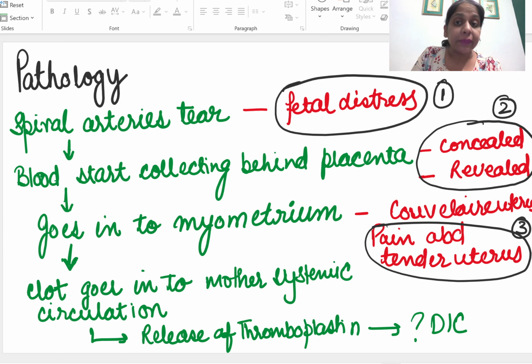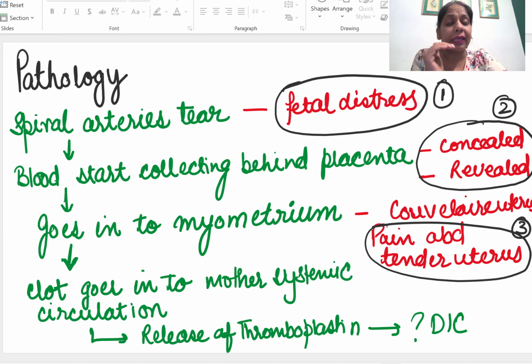When the spiral artery tears, the arteries which supply the placenta tear, and then there will be fetal distress, isn't it? From where is the fetus getting nutrition? The fetus gets nutrition from the placenta. The arteries were supplying the nutrients and the oxygen. One of the many arteries is torn, so of course there will be fetal distress, and this is one of the symptoms of the triad of abruption placentae: fetal distress.